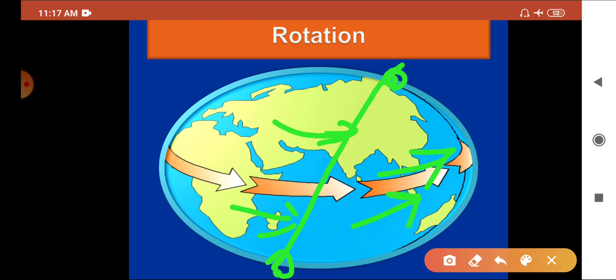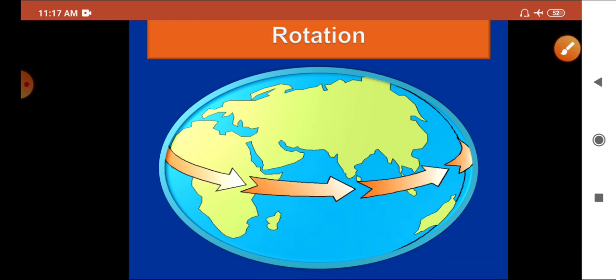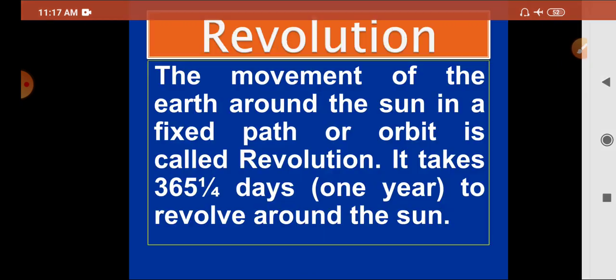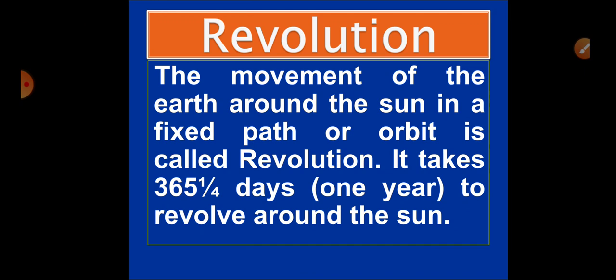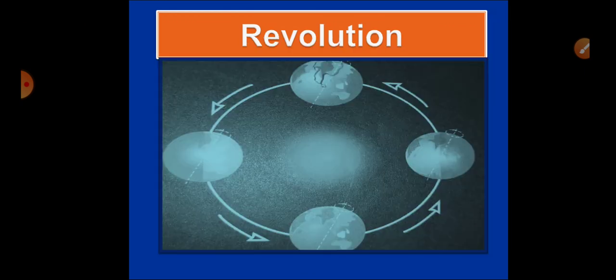Just like a ball, when we spin the ball in our hand, in the same way it rotates. But in rotation and revolution, the position is totally different. What is revolution? That movement of the Earth around the Sun. Just try to understand. Let me show you.